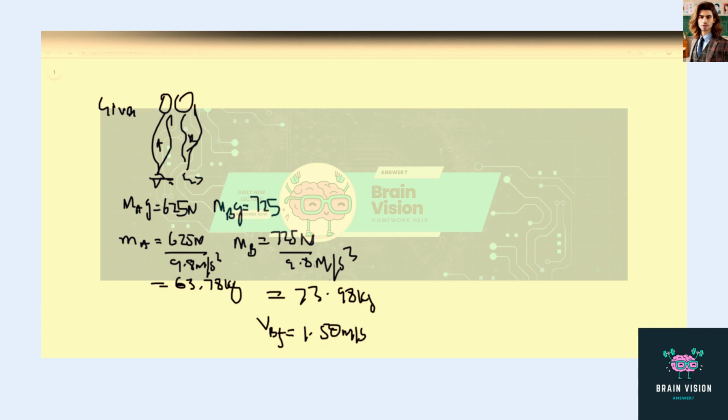Before they start, we're also given the initial velocity of A to be 0 meters per second. We don't know what the final velocity of A is, and that's what we're going to be looking for. We do know also that the initial velocity of B happens to be 0 meters per second.